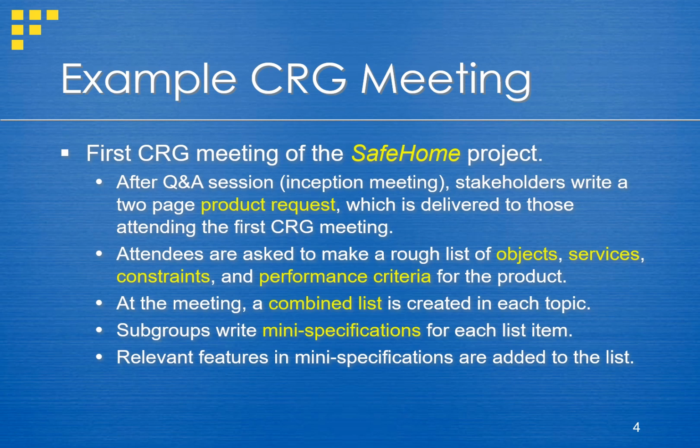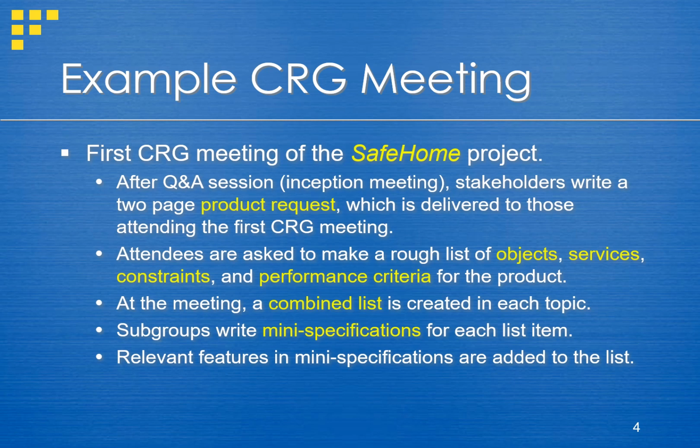Now just an example of a CRG meeting, and this meeting is about a SafeHome project. What they are discussing in this meeting is how requirements are gathered and planned, and how the planning stage takes place after the requirements phase. After the Q&A session, there is an inception meeting. Stakeholders write a 2-page product request which is delivered to those attending the first CRG meeting. Obviously, when it is a product request kind of documentation, all the requirements will be listed there. Attendees are asked to make a rough list of objects, services, constraints, and performance criteria for the product.